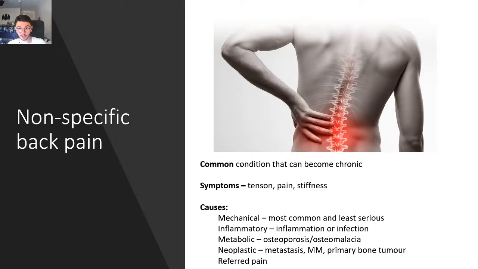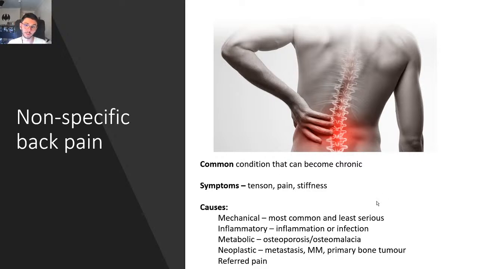We have metabolic ones. So this is your osteoporosis, which can cause fractures. So think about elderly women, women in their 70s or 60s, if it's early onset osteoporosis. Or osteomalacia, this would be an insufficiency of the bones. So the bones are weak because of nutrient requirements. Most serious would be neoplastic. So you can have metastasis, so cancers that go to the bone.